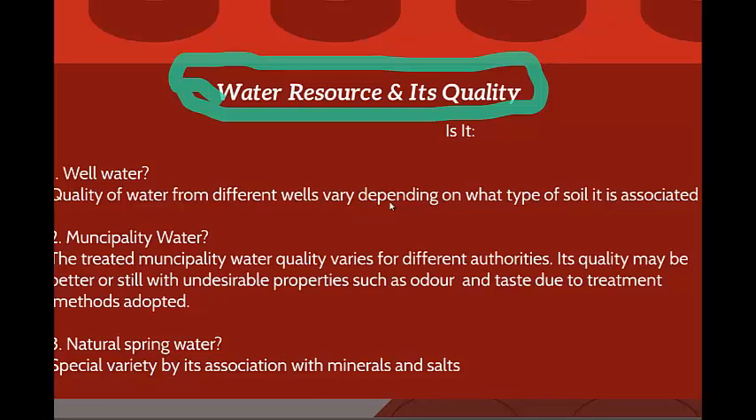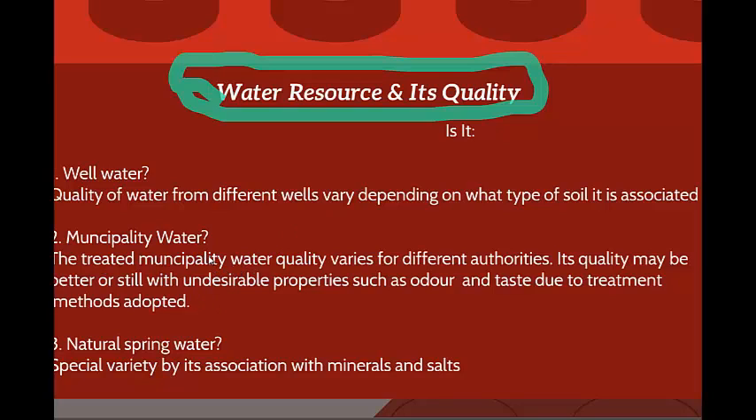The quality of water from different wells varies depending on what type of soil it is associated with. So normally, instead of depending only on one well, factories or plants, depending again on the total quantity required, go for several wells, because in one area if one well dries up, then you have to think of other wells. So most of the time it's better to have different wells, more wells.